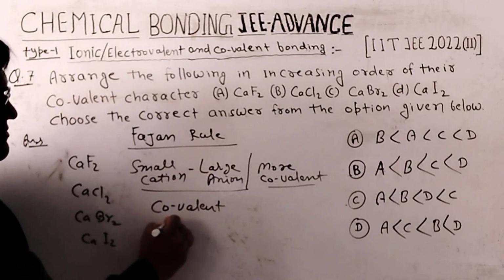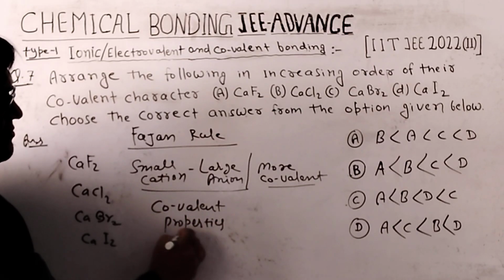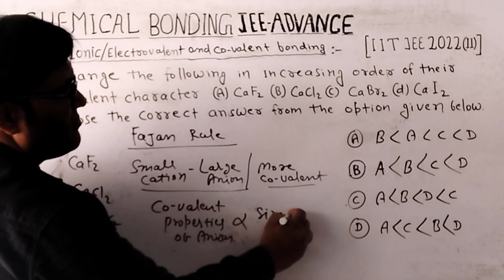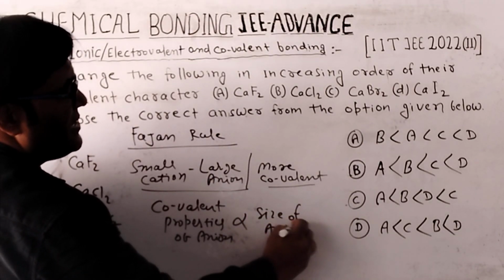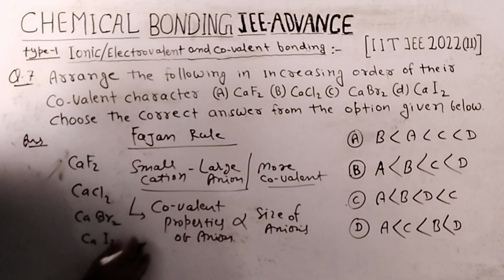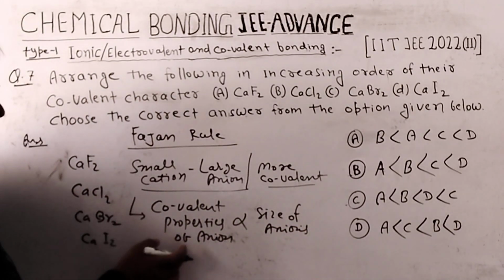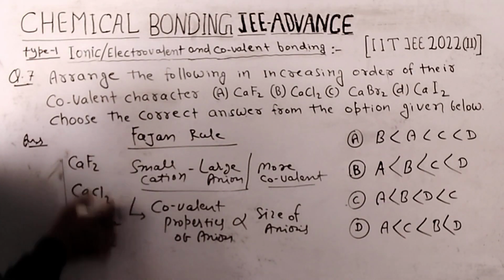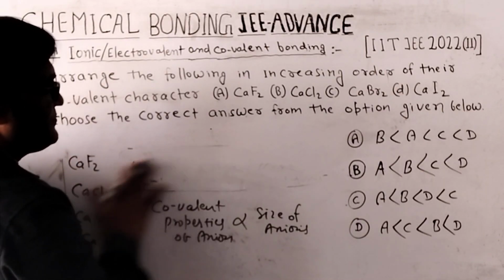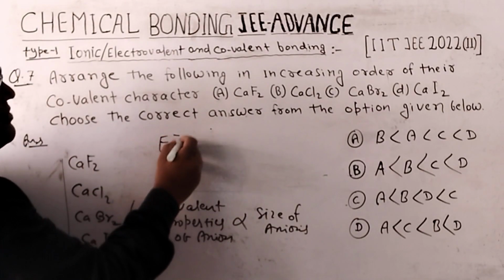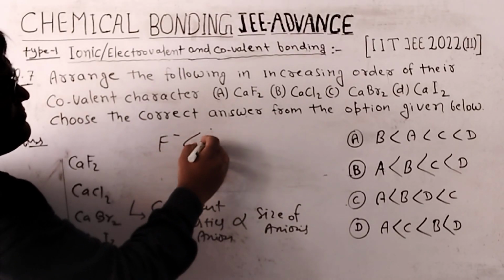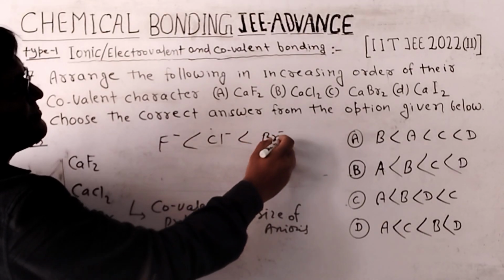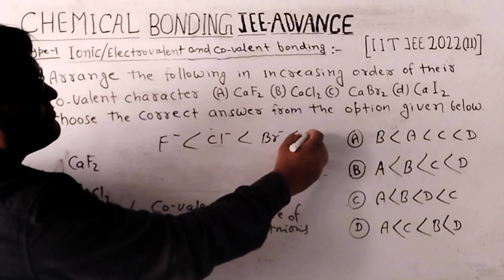Okay. Now another rule is that the covalent property is directly proportional to the size of the anion. Okay. So according to this concept, you can take a screenshot. So according to this concept, the size of the metal is the same, but the sizes of the non-metals are different. So from Fajans' rule, size of fluoride is less than size of chloride, less than size of bromide. Size of bromide is less than size of iodide.